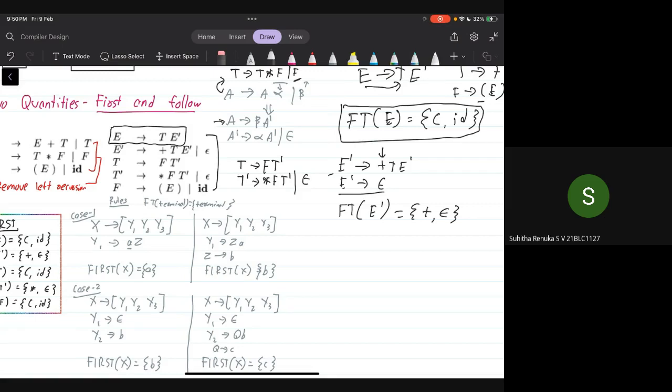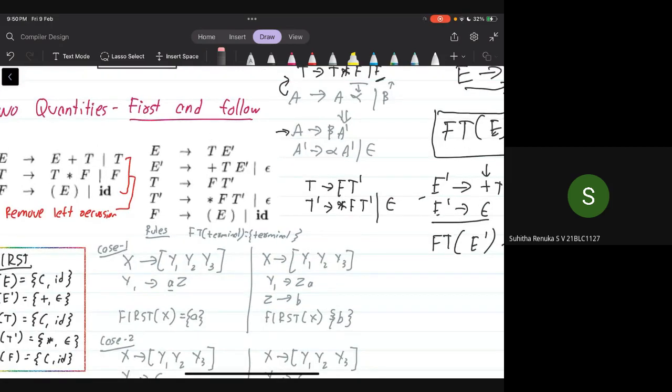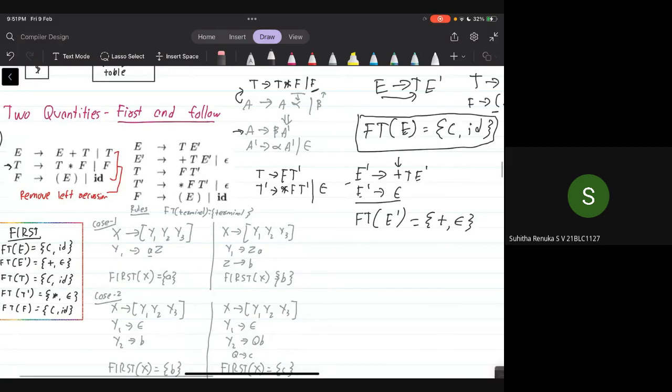I don't understand the logic behind why you are writing plus. Plus is a terminal symbol. Oh, plus is a terminal. See, every capital letter is a non-terminal, which means it can be expanded. Opening bracket is also a terminal. Then the closing bracket is also a terminal. Why not write that? No, because it's not occurring first, right? It's occurring after E. You have to find the first occurrence. First means the first occurrence. So you got the first of E dash.